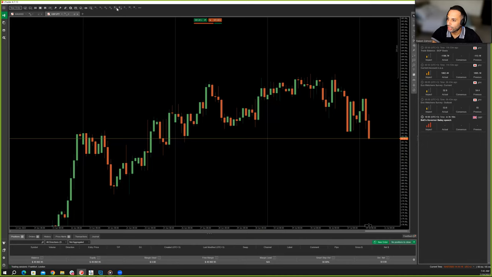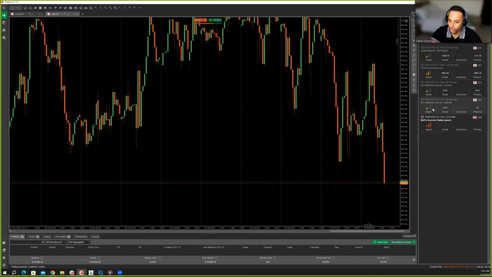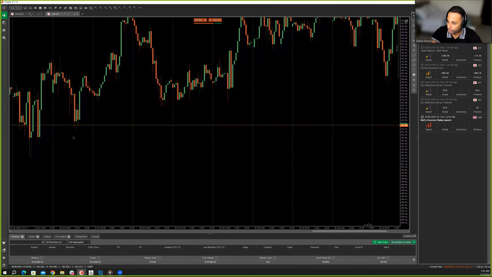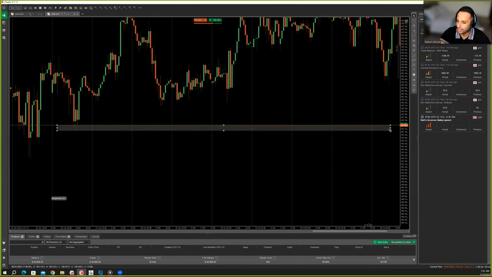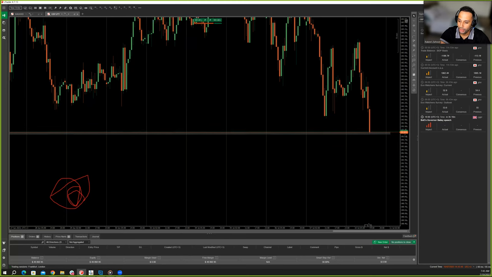Let's take a look at the 1 hour time frame here. Moving all the way to the left hand side, we can see that there is indeed a support area to the left. So maybe we can identify this as a potential rejection area, perhaps.